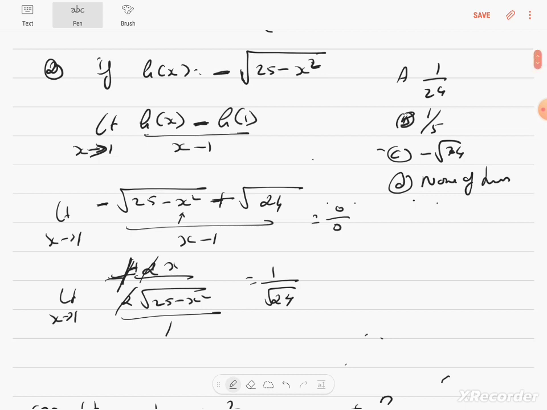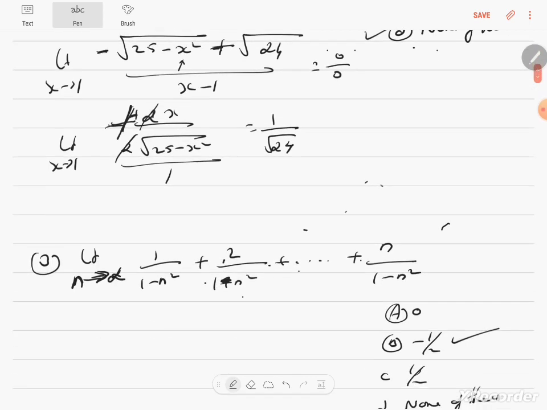So I don't think we have 1 by root 24 in the options. I think none of them is the right answer. Let me check that once again. Yeah, so then none of them. If in option A it were 1 by root 24, then we could have marked that as the right answer. Okay, so let's go to the next question.